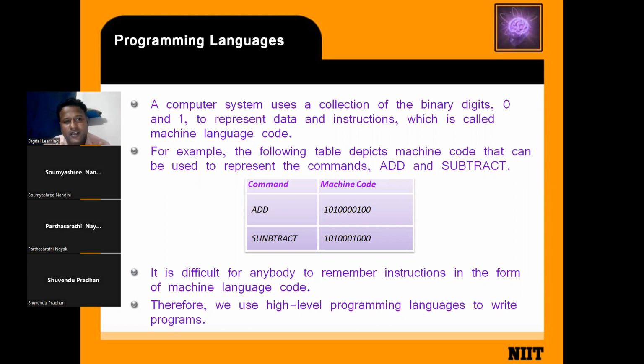Now I just told over here, when you are using a keyboard, A, B, C, D, E, F, G, H, it is for you only. But the computer doesn't know what is A, B, C, D, E, F, K, what you have written.